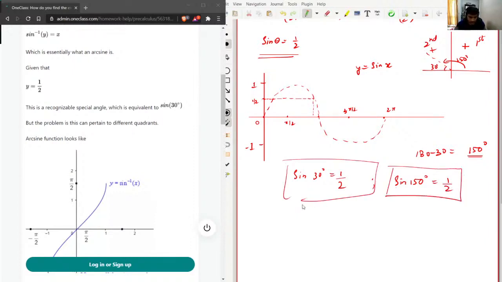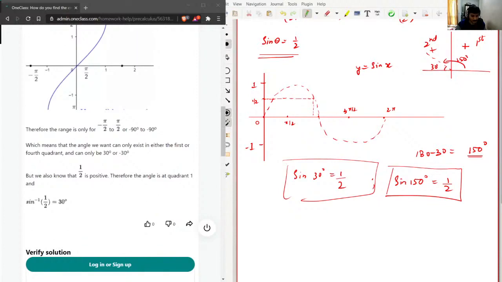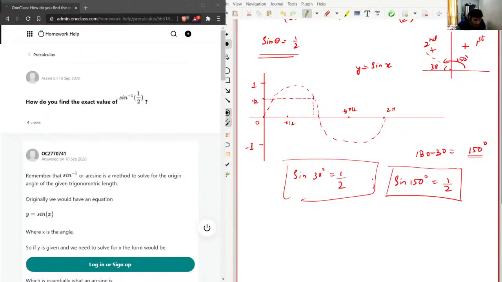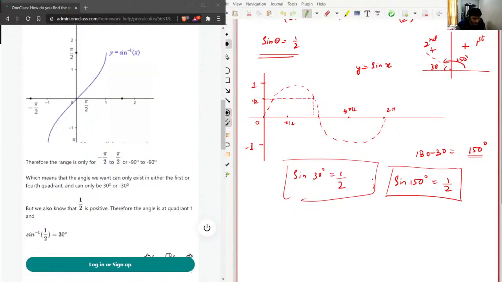And so again we will be getting one more value, which is that sine 150 is also going to be half, because in this problem the quadrant is not specified, so we have to write both the angles, at what points my sine will be plus half. In the question they haven't mentioned the quadrant, therefore the range is only for minus pi by 2 to pi by 2.